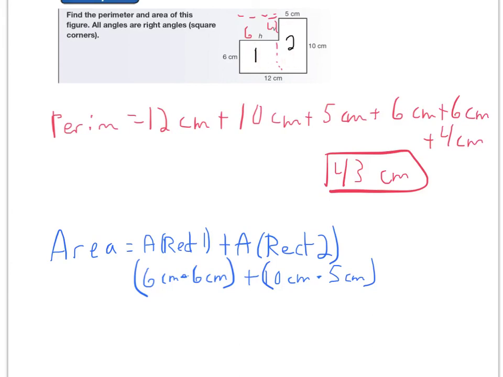So 6 centimeters times 6 centimeters, that's 36 centimeters squared. I had to add in 10 centimeters times 5 centimeters is 50 centimeters squared. And if I take 36 centimeters squared plus 50 centimeters squared, that is 86 centimeters squared.